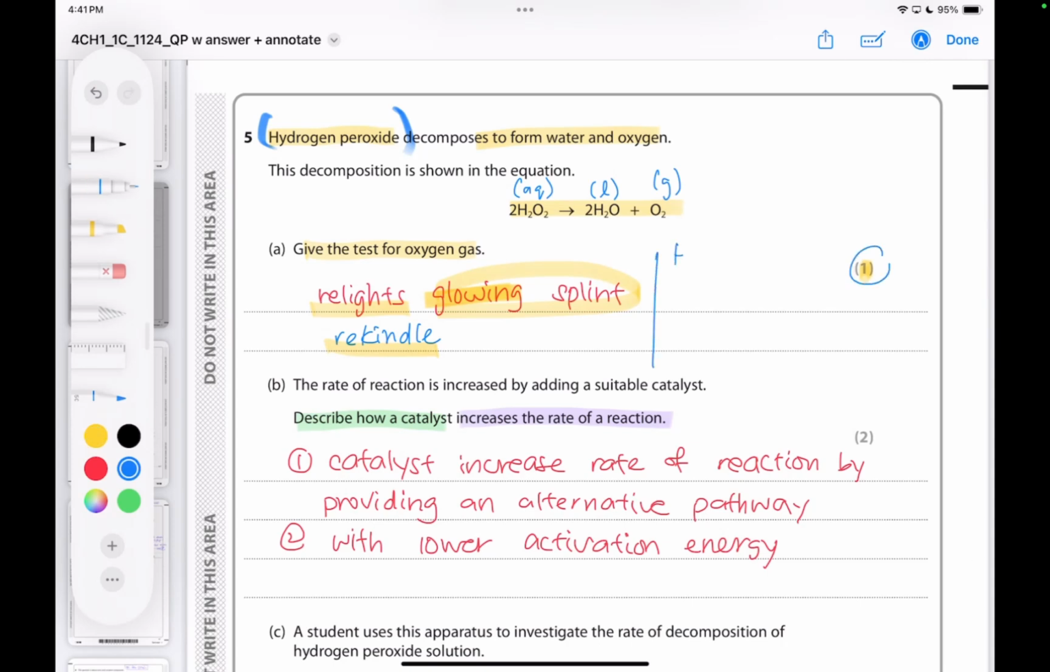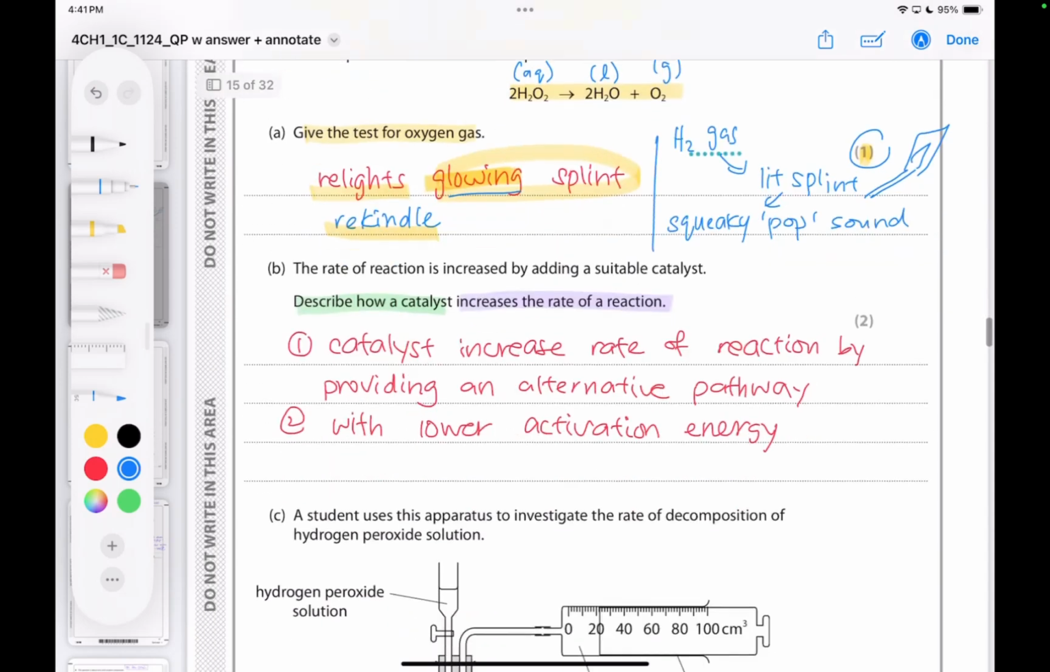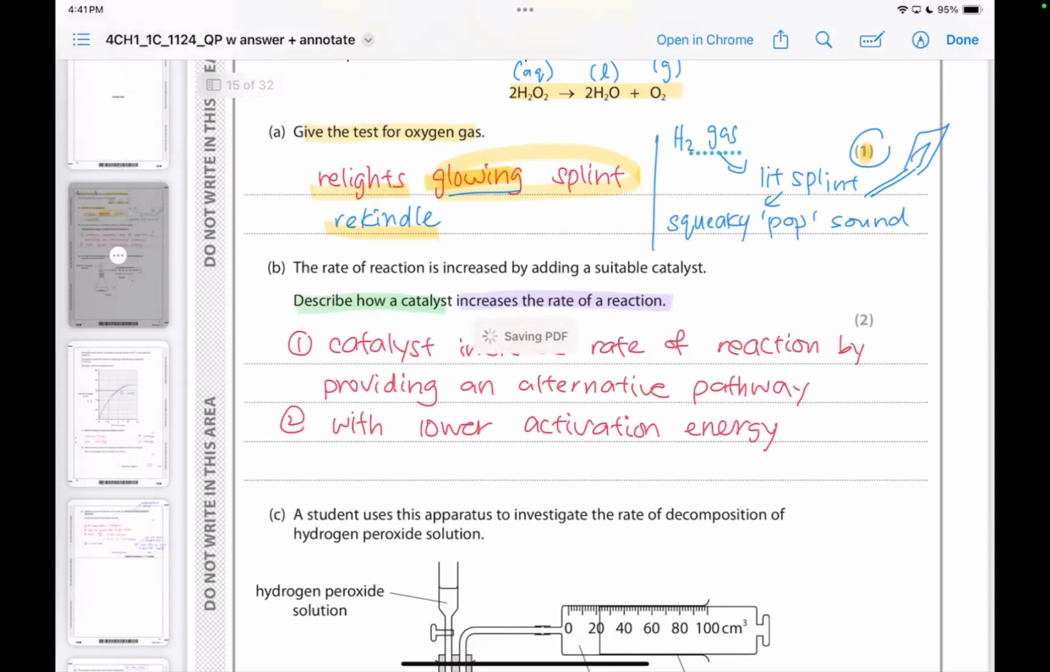Now this is often confused with the test for hydrogen gas. For hydrogen gas, we use a lighted splint, which basically has fire at the end of it. Okay, glowing has no fire at the end of it. And what happens to this lighted splint in the presence of hydrogen gas is we get this very nice and cute squeaky pop sound. Okay, so that is for hydrogen gas. Please don't confuse them.